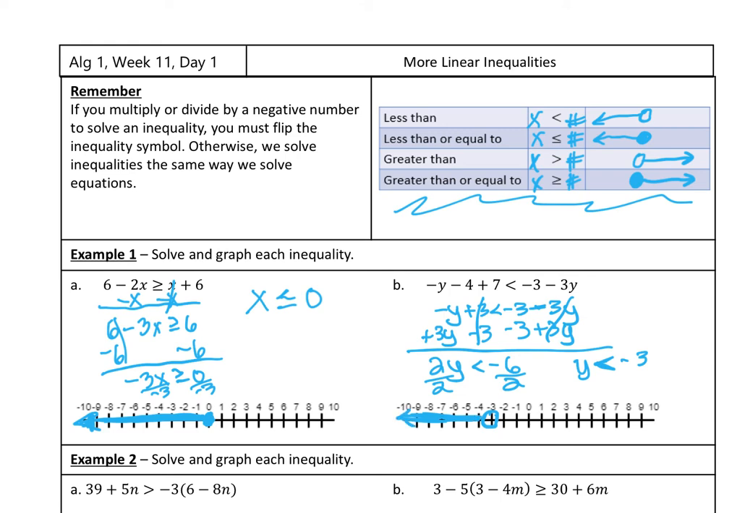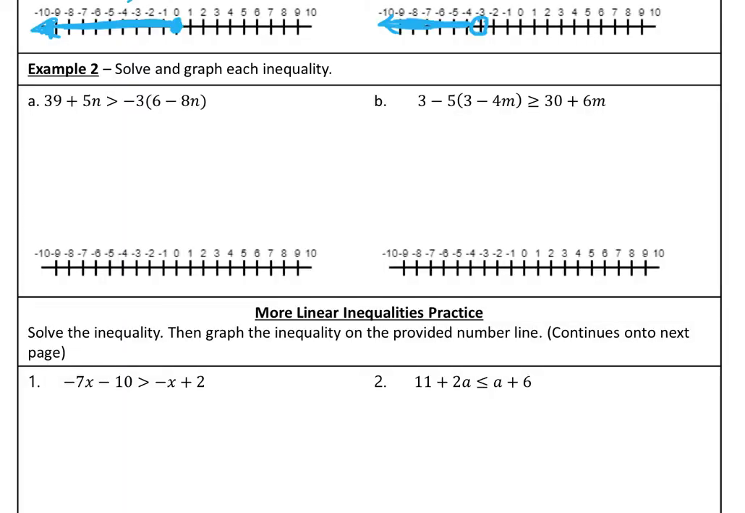And now we'll look at example 2. So same direction, same basic idea, but these both have parentheses. So we're going to try to deal with those correctly. When we see parentheses, we should think distributive property. And so that's going to be taking the -3 and multiplying it to both of these things inside of our parentheses, and that lets us drop the parentheses.